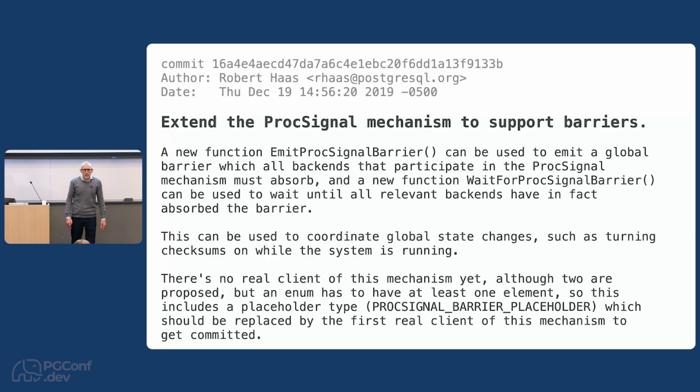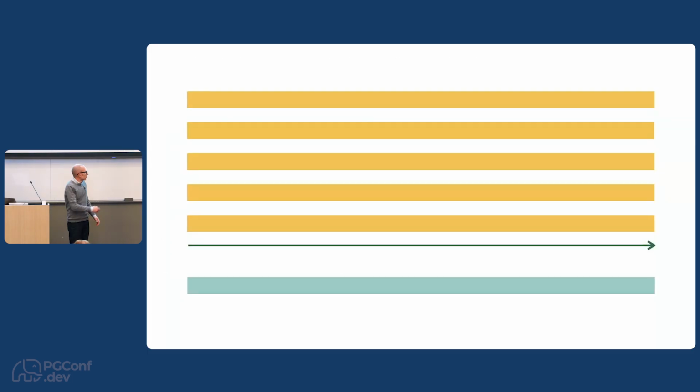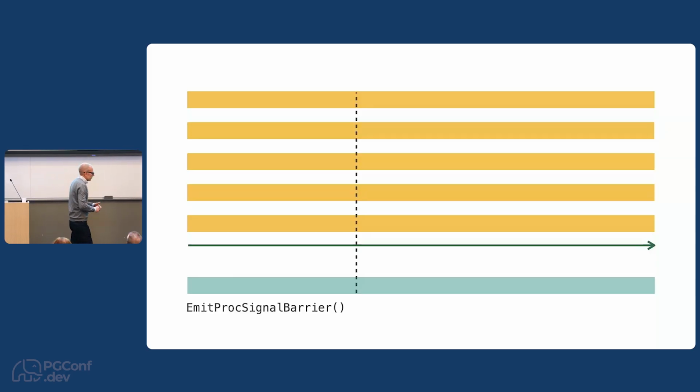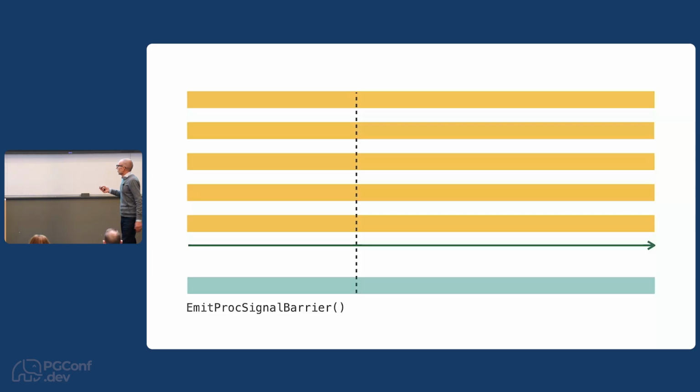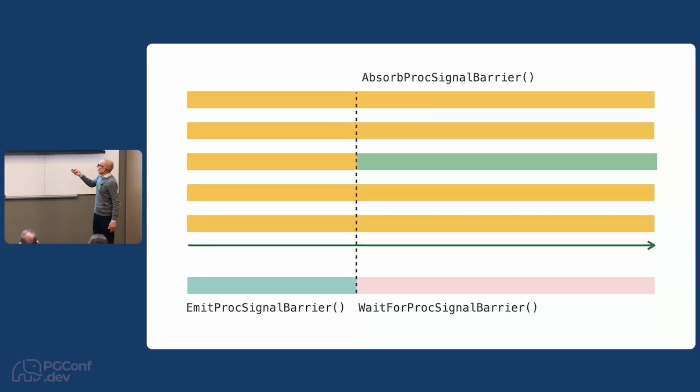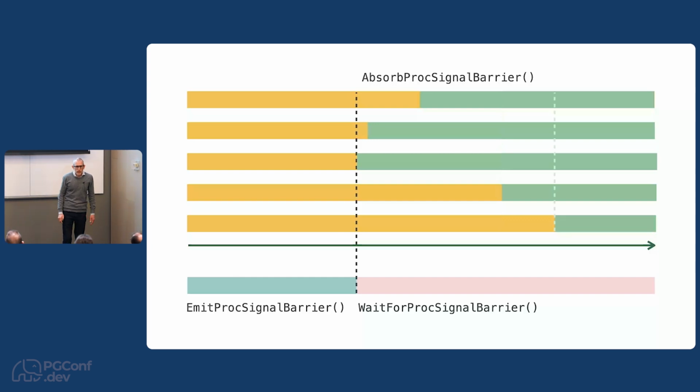So they were committed at the end of 2019 by Robert, and they work basically like this. Assuming you have some sort of synchronization process, you have lots of backends, and you want to flip the state of the cluster. So what you start with doing is you emit the proc signal barrier. You emit the barrier, and then you go to sleep, expecting to be woken up when the barrier has crossed. And then all the backends will absorb the barrier at their own leisure. And only when the final one has absorbed the barrier is the synchronizing process woken up.